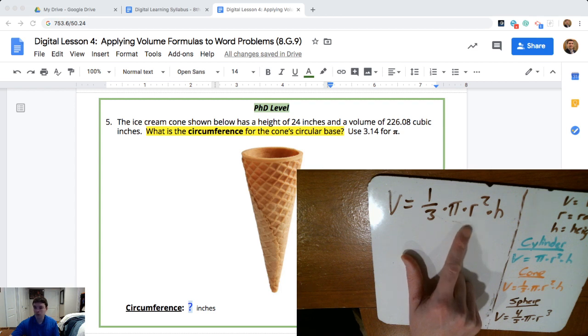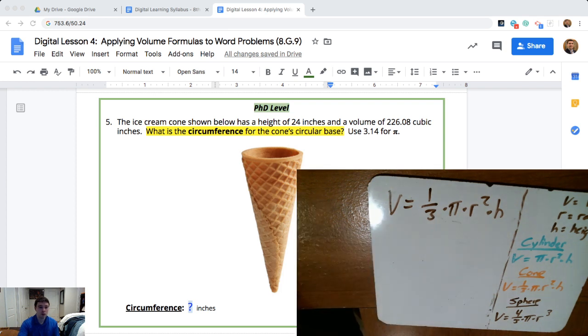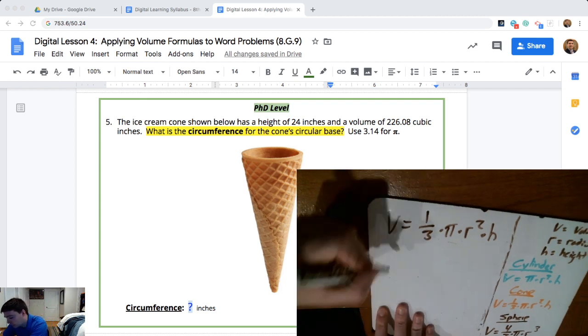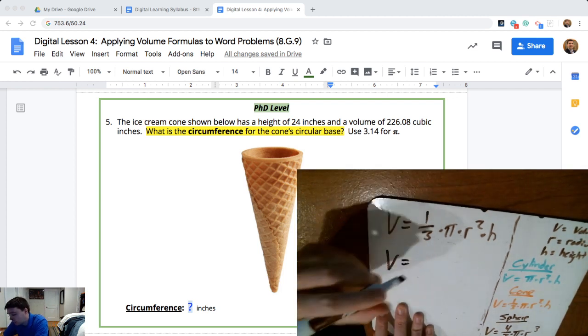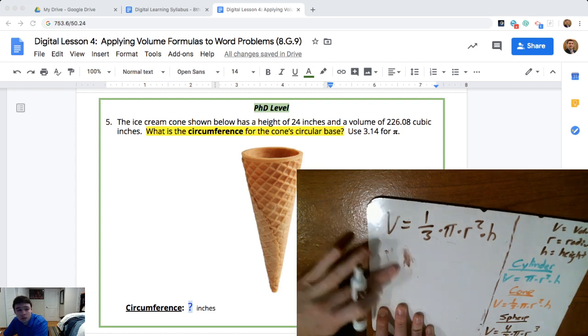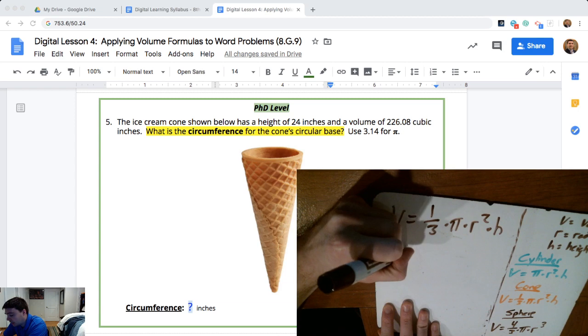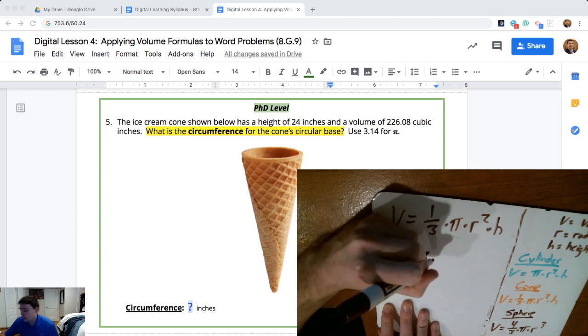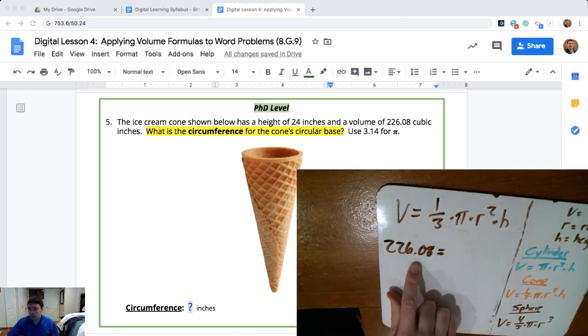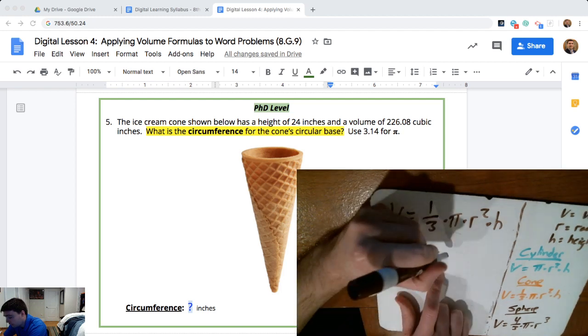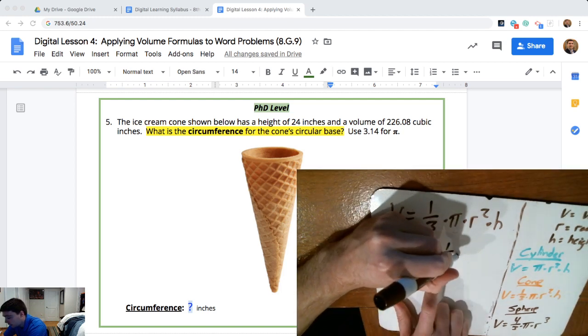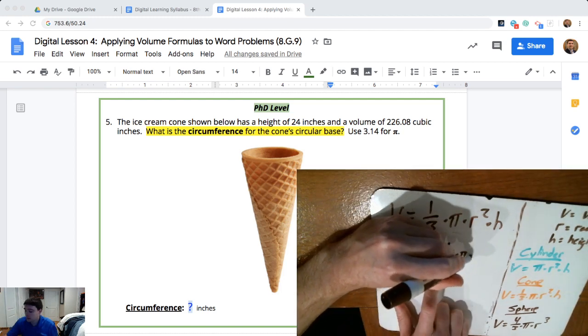So the first thing I'm going to do is start using this formula and plug in. We know that it has a volume of 226.08 cubic inches. So it's not shown on the picture. You need to read and see the volume. In this case is going to be 226 and 8/100ths. That volume is going to be equal to 1/3 multiplied with pi multiplied by the radius squared multiplied by the height.